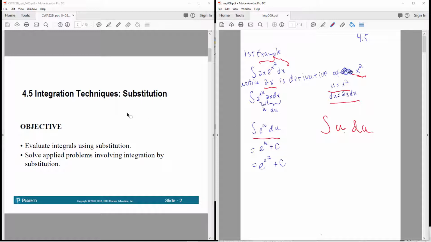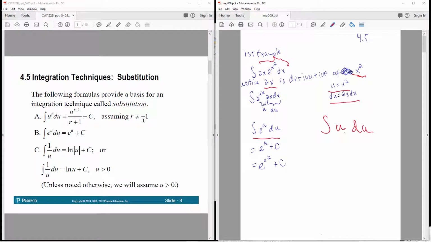Let's look at another example here. These are some types of substitutions. You can rewrite it in terms of a u to a power. We can have e to the u du, 1 over u du. All of these u's here could represent a function with the derivative. So the strategy here is we want to rewrite it in terms of the derivative.